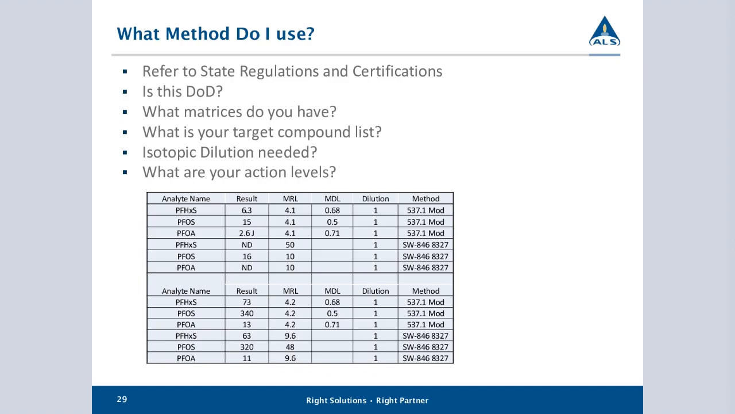So where it was above the reporting limit for PFOS, in 8327, we got 16. In 537 modified, we got 15. But you notice PFHXS and PFOA were non-detect. So if you used 8327 only, you're going to say, oh, we're below this level, or we're clean. Well, you may be clean, but you have to make sure you're below your action levels if it is regulated by that state.